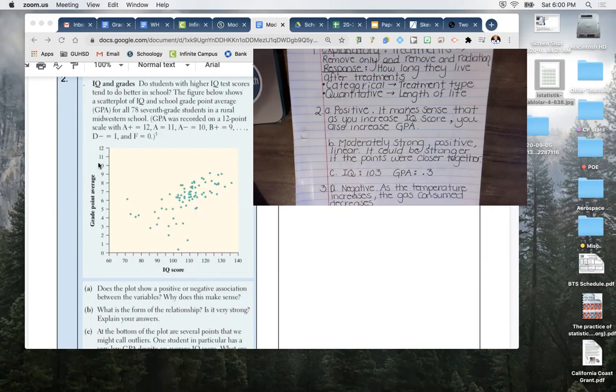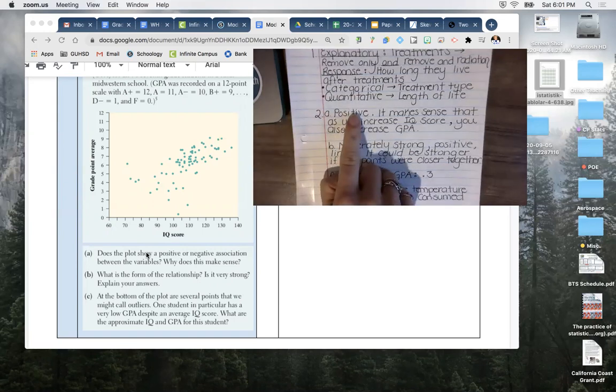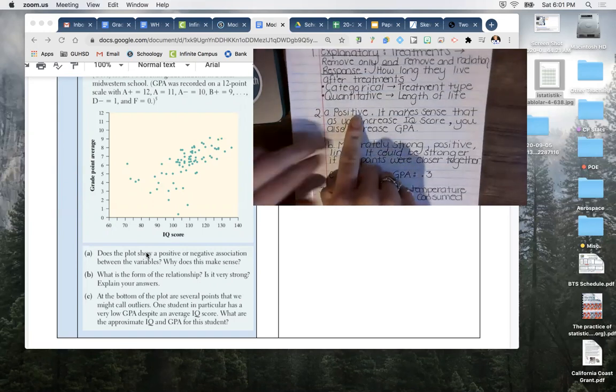In number 2, they give you a graph of a scatter plot, and it is specifically IQ score and GPA. It asks in part A, does the plot show a positive or negative association between the variables? And then why does that make sense? So in this one, if I had to draw a line that I think might describe the data best, I probably would be right in here somewhere. Well, that definitely is trending upwards. So what I would say for A is that it has a positive association.